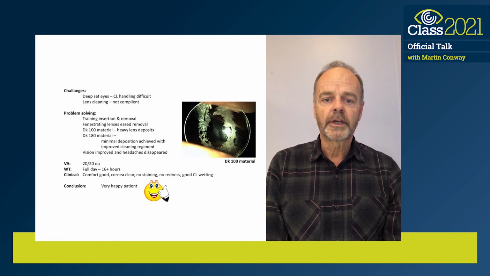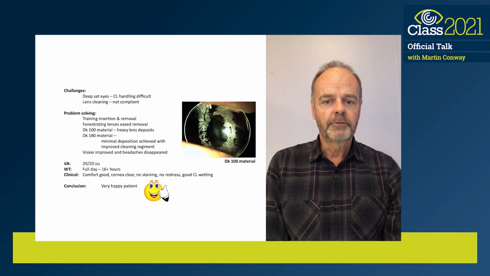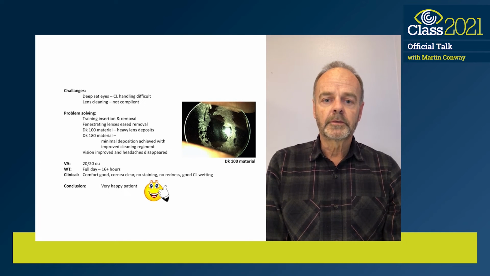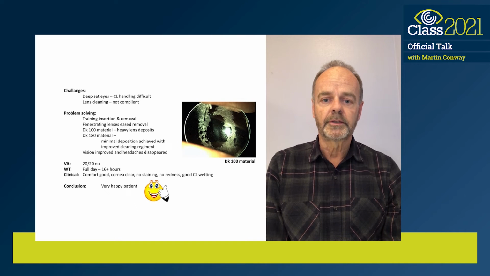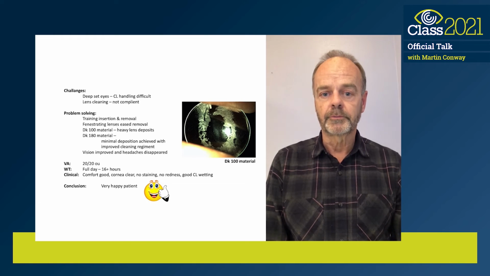We started him off with a RGP material of a DK around 100. But after a few months, 3 to 6 months, when he came for aftercare visits, the lenses really showed heavy deposits, as you can see in the picture there. We asked him about his aftercare or his cleaning of the lenses, and he was not compliant in any way. And we stressed that this was very important, that we actually got him to follow our instructions from this point of view.